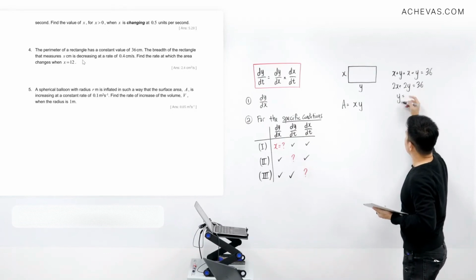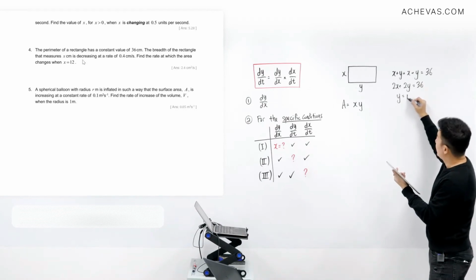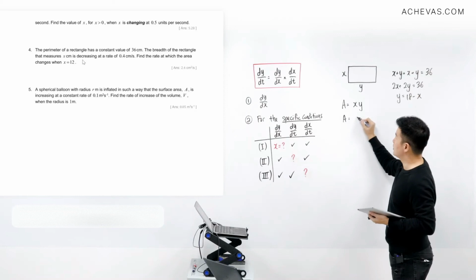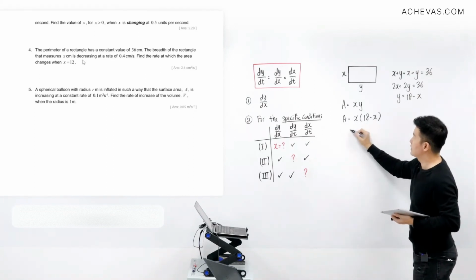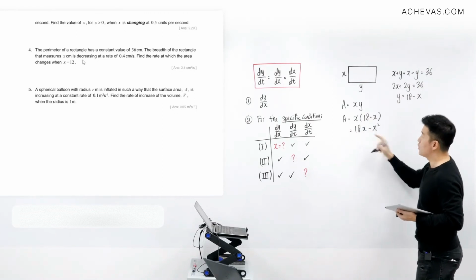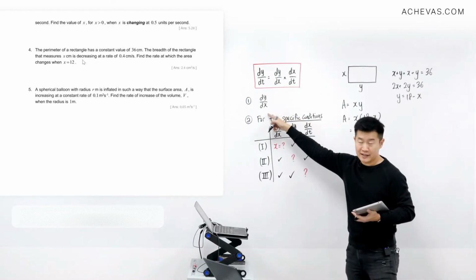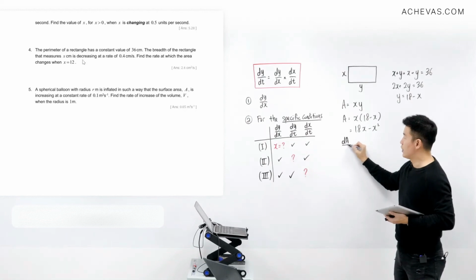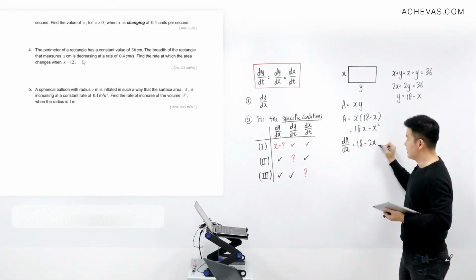I can express y in terms of x now. y in terms of x is equal to 18 minus x, which means that A is going to be equal to x times y, which is x times 18 minus x. So A is equal to 18x minus x squared. So now I have A in terms of x. If I were to execute the first step here, customizing it a bit for this question, we are going to go for dA/dx, which is equal to 18 minus 2x.